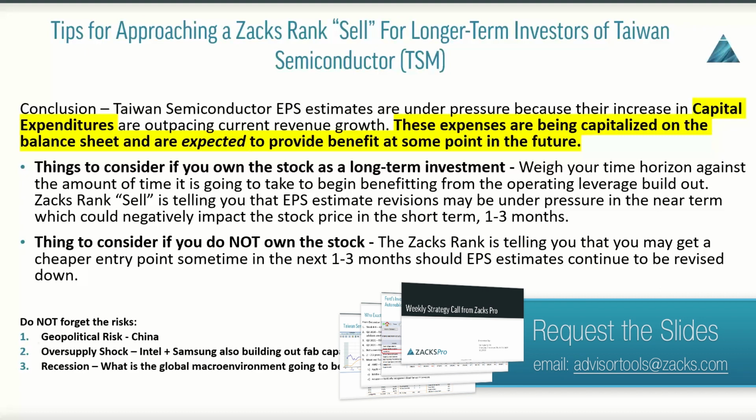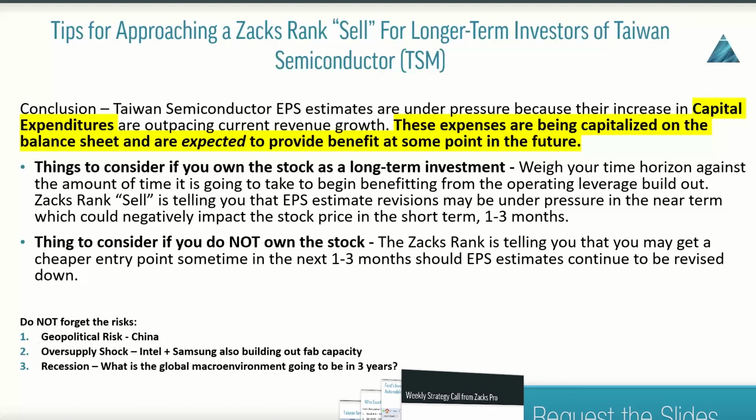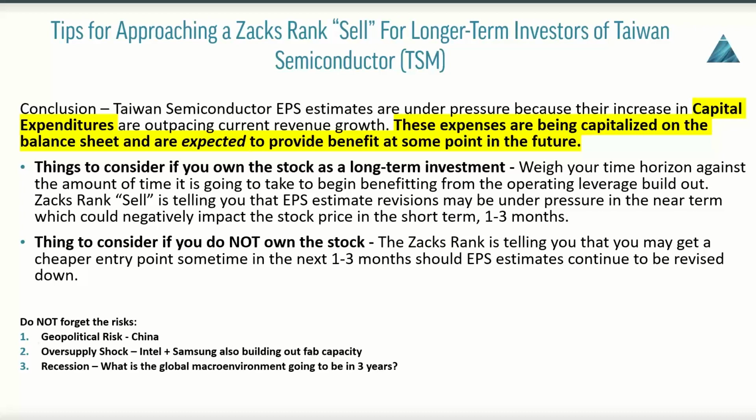So we need to weigh the time horizon against the amount of time it's going to take to begin benefiting from that operating leverage build out. We already know that it's going to be at least 3 years for Taiwan Semiconductor to get all of that fabrication capacity online. Some of it may happen sooner, some of it may happen later. We just don't know. It's too early to tell yet, right? So the Zacks Rank sell is basically telling us that the EPS estimate revisions may be under pressure in the near term, which could negatively impact the stock price in that short-term 1 to 3 month time frame that we like to refer to for the Zacks Rank.